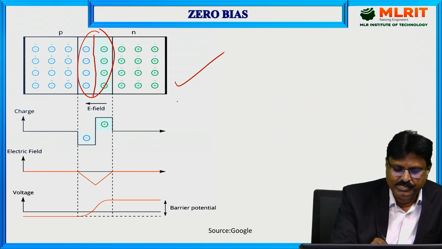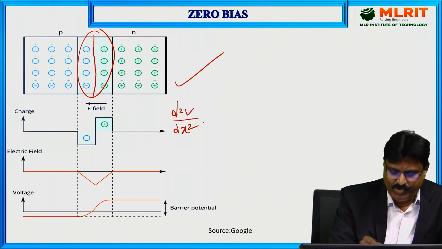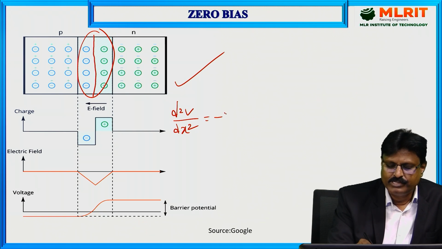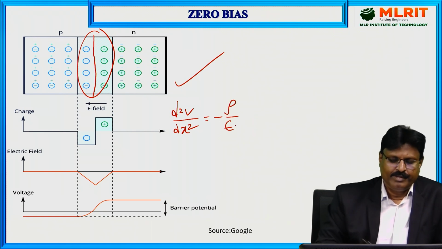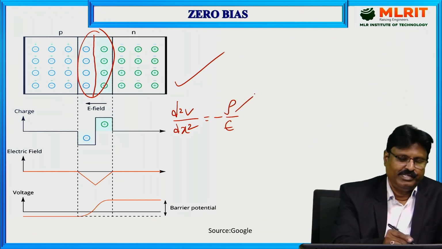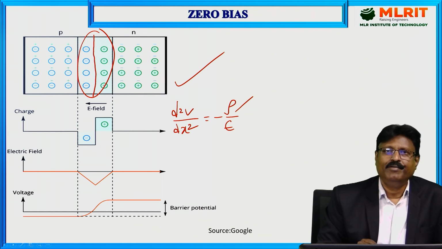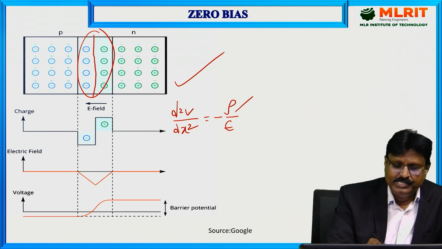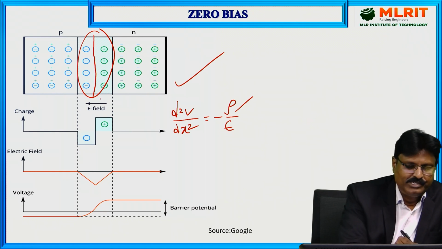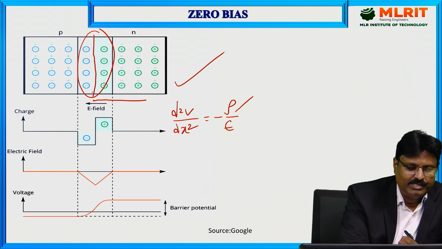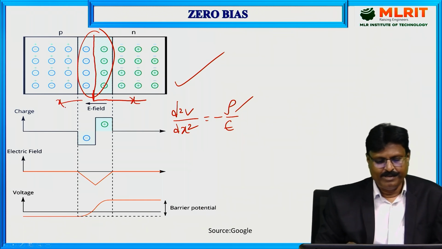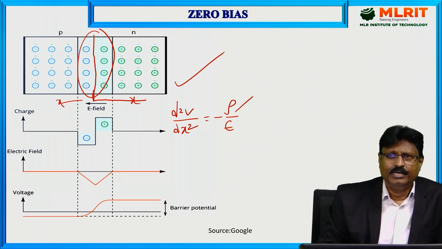First one is the Poisson equation, which can be written like this: d square V by dx square is equal to minus rho by epsilon. Here rho is the charge density, positive charge and negative charge, epsilon is the permittivity, V is the voltage, and x is the distance from the junction. This is the junction, x is equal to 0. So the Poisson equation can be written like this.